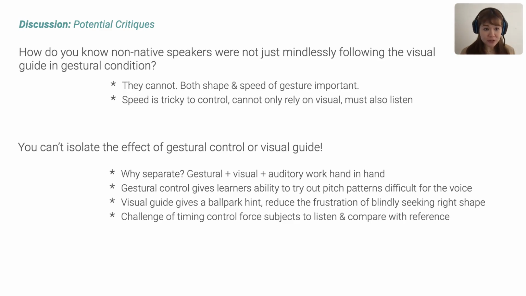So just a final note, some people might be wondering, how do you know that the non-native speakers weren't just mindlessly following the visual guide? Actually, they can't, because both the shape and the speed are important, and it's actually quite tricky to just draw a shape without controlling the speed. And of course, you are right that we can't isolate the effect of the gestural control or the visual guide, but actually, I would argue here that the visual guide helps the non-natives by giving them a ballpark hint, but in the end, they still have to find the shape themselves.